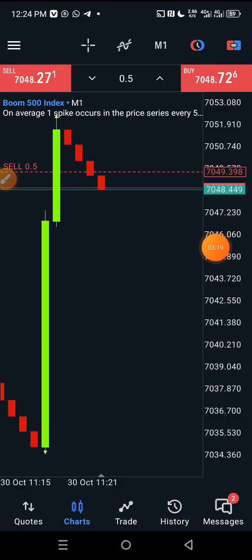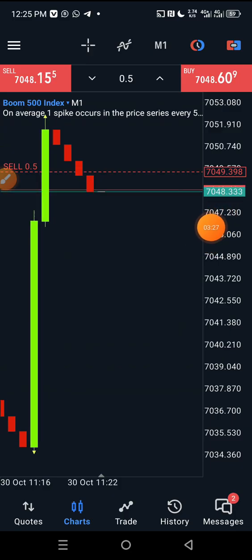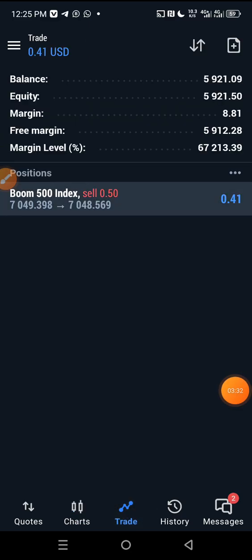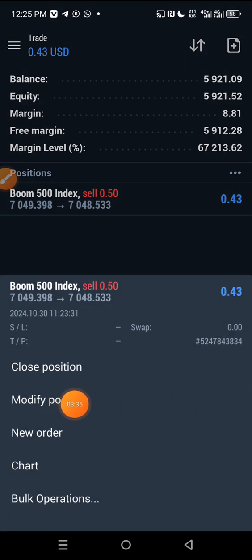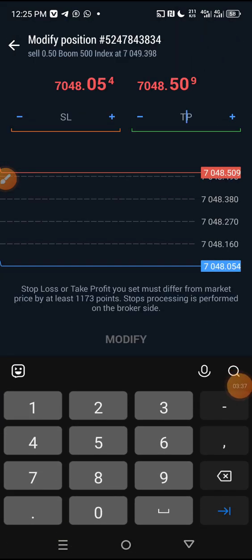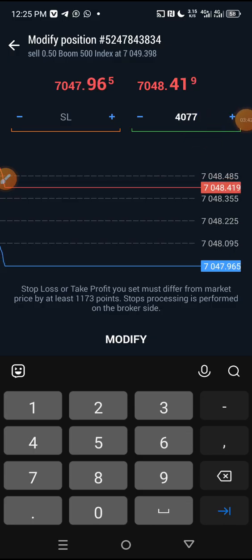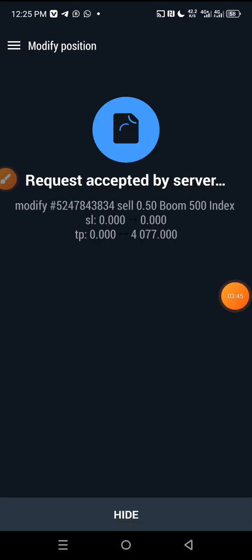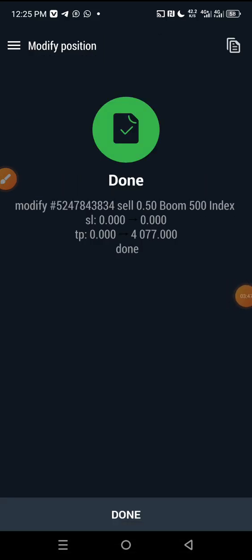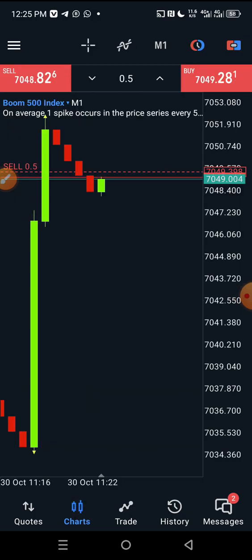Assuming we want to use this price value, let's use 70.47. Assuming we want to take profit there, what do you do? You go to your trade below, press and hold on it, come to modify position, go to TP. You see TP here, you put that value, then you click on modify. I put something wrong. It's 70.47, not 47.70.